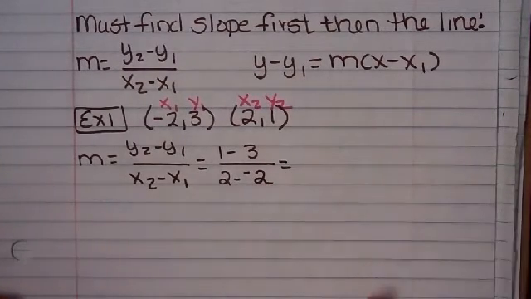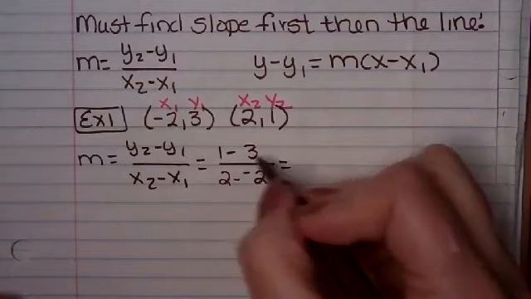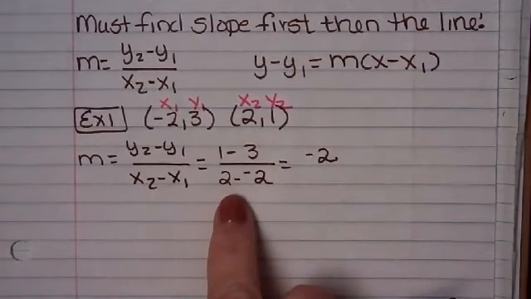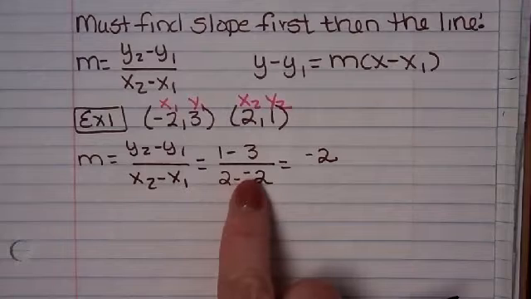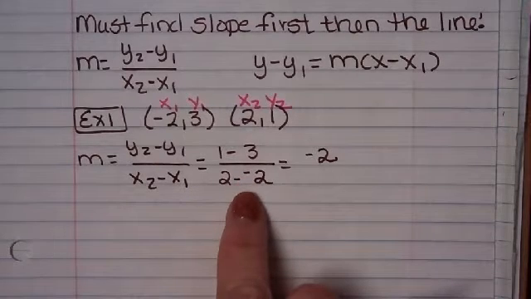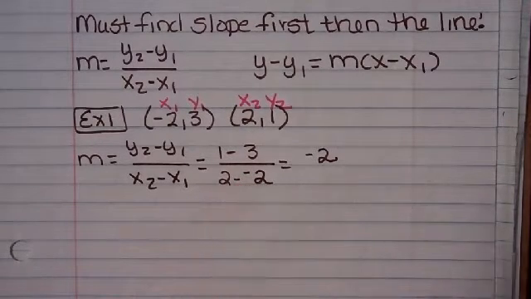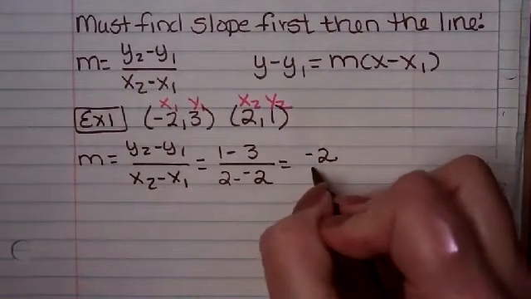Okay, well, let's do some simplifying here. 1 minus 3 we know is -2. Now, let's just think about this. We know this in our head. Minus and negative is the same thing as adding the positive. So this really is 2 plus 2, which is going to be 4.